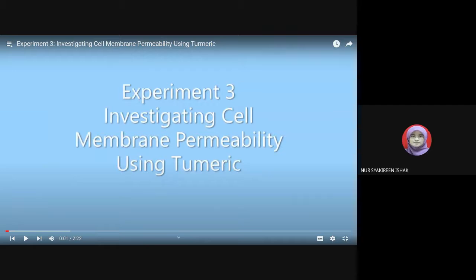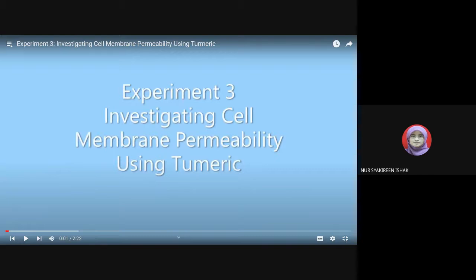Okay, so that is basically the demonstration for experiment 2. So for your lab report, you have to prepare a lab report where you write the title, the objective, the introduction first, and then the materials and the method, and then the results.